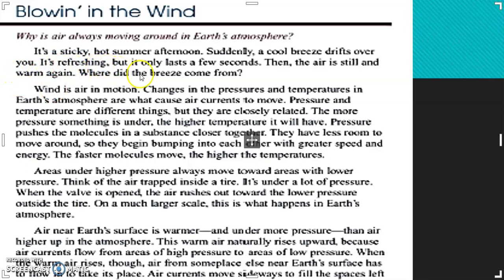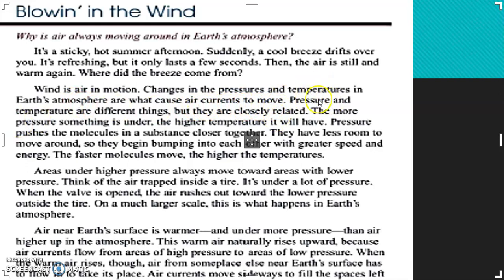It's refreshing, but it only lasts a few seconds. Then the air is still and warm again. Where did the breeze come from? This is the first question. And when is air in motion? Changes in the pressure and temperatures in the Earth's atmosphere are what cause air currents to form. The temperature, the pressure, and the air in the atmosphere cause the current to move.